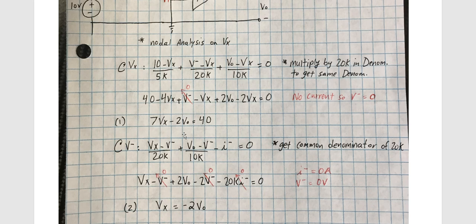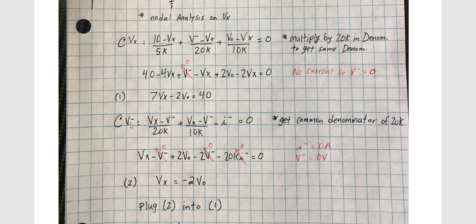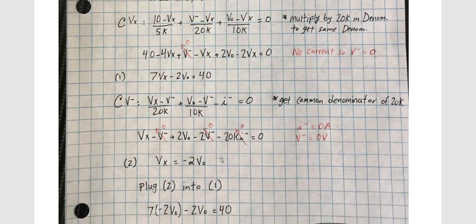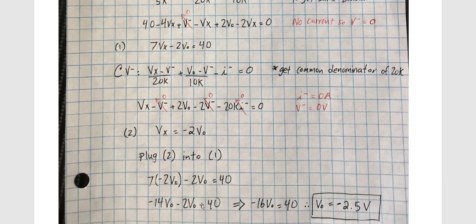and now we can plug this up here. Plug 2 into 1, so Vx, so this would just be 7 times negative 2V out, minus 2V out equals 40. And once plugging in, negative 14V out minus 2V out equals 40, we get negative 16 V out equals 40, and dividing by negative 16, we get V out equals negative 2.5 volts.